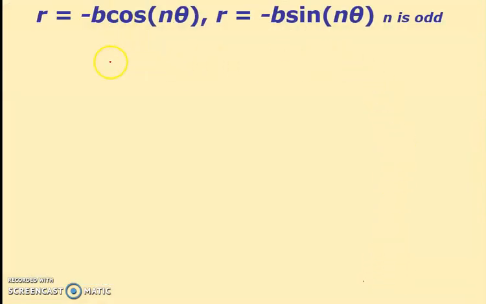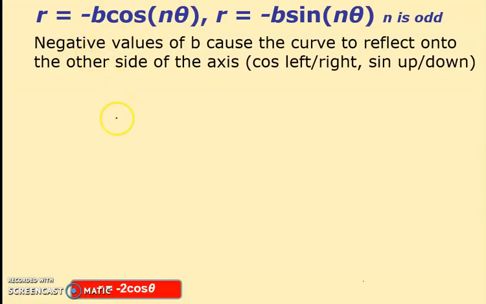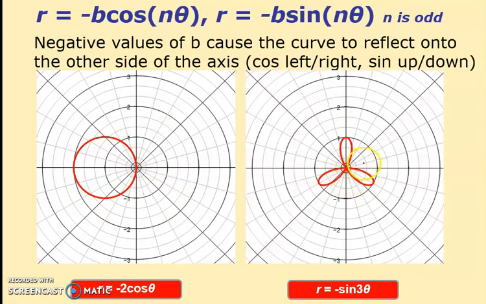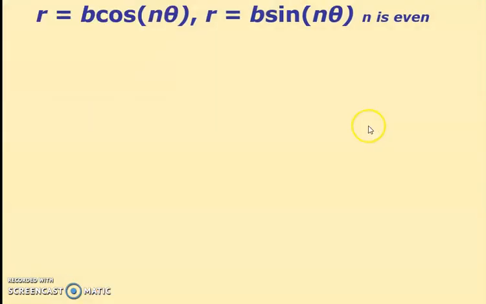But it doesn't always have to be positive, by the way. I could throw a minus in. Minus 2 cos theta. Cos theta would have been a circle over here. The minus flipped it over there. So minus sine 3 theta. So again, what's that look like? Well, the original one would have started there. That would have been the first one. But it's flipped it downward this time.